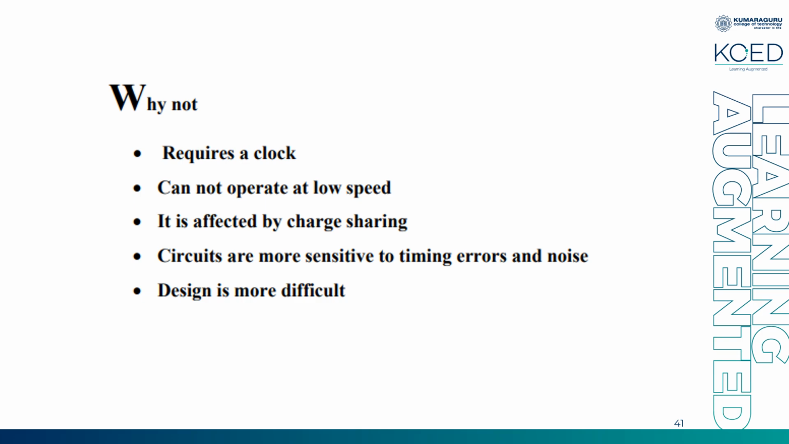They cannot operate at low speed, which is one more drawback. When you go for complex circuits, this will be a major drawback, since you want low speed in certain applications. They require a clock generation, which is a major problem. Charge sharing is a very big problem which is to be sorted out. And circuits are more sensitive to timing errors and noise, because if there is a time lapse when you cascade dynamic logic, when there is a very small time lapse between the output changing from 0 to 1, then all the rest of the operation will collapse.